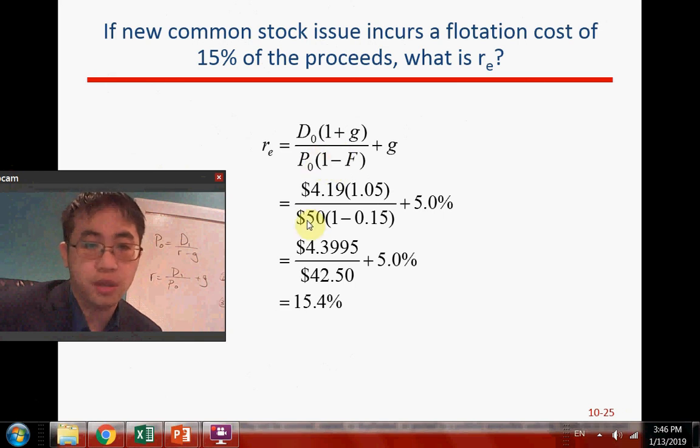So if the stock price is $50, then the company is only getting 42.50, okay, just because they have to pay 15% of the $50 to the investment bank for the service. Okay, so that's the only thing you need to do. When you incorporate flotation cost, all you need to do is a replacement. You're gonna replace the full price, which was $50, with after flotation price of 42.50. And you should know how you get 42.50. That's the full price times 1 minus the flotation cost percentage.